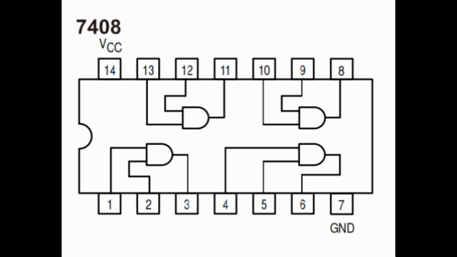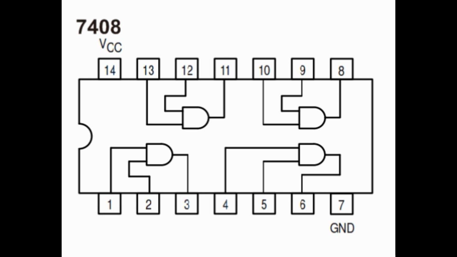For the second gate, 4 and 5 are the inputs and 6 is the output. For the third gate, 9 and 10 are the inputs and 8 is the output. Similarly, 12 and 13 are the inputs and 11 is the output. Its VCC is always 5 volts. We have to give 5 volts VCC.